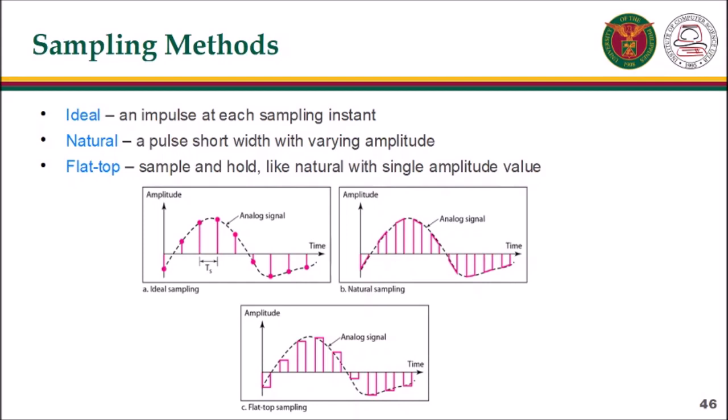There are three sampling methods: ideal, natural, and flat top. In ideal sampling, pulses from the analog signal are sampled. This is an ideal method, but it cannot easily be implemented. In natural sampling, a high-speed switch is turned on for only a small period of time when the sampling occurs. The result is a sequence of samples that retains the shape of the analog signal. The most common sampling method, called sample and hold, creates flat-top samples by using a circuit.